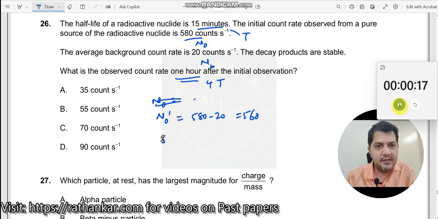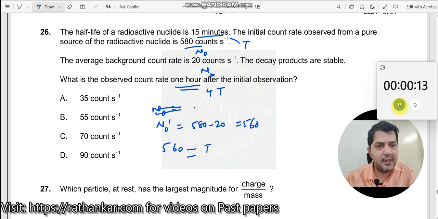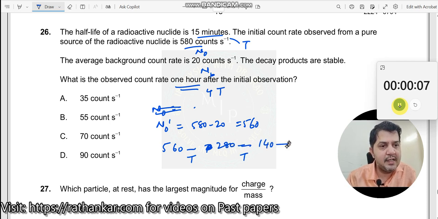Now this number of nuclei, 560, after one half-life, becomes 280. After the second half-life, it becomes 140. After the third half-life, it becomes 70. After the fourth half-life, it becomes 35.